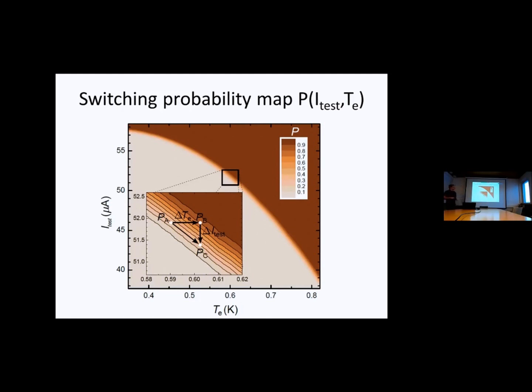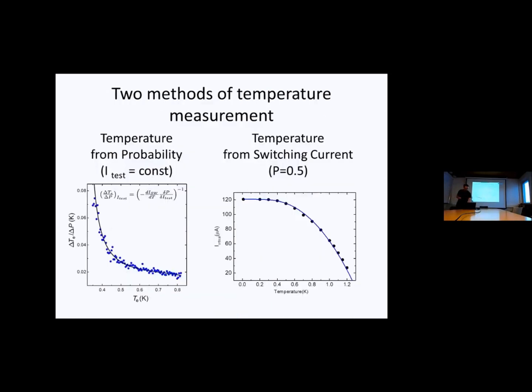But we can also keep the same probability. We can say that we want the temperature to increase, but we now want to check how much the testing current must change to keep the same probability. So you see that this corresponds to such a change in the testing current. This method I would call the temperature from probability and from current. We have these two methods. One is nice in the linear regime because it addresses departures from the equilibrium temperature of the order of a few tens of mK. Because you use a constant current, you can't really allow for big departures, since it is very sensitive.